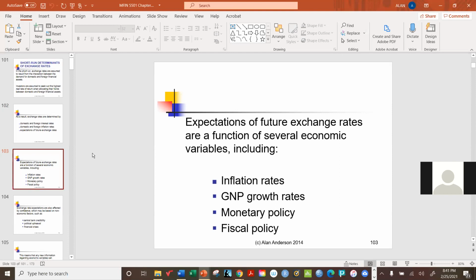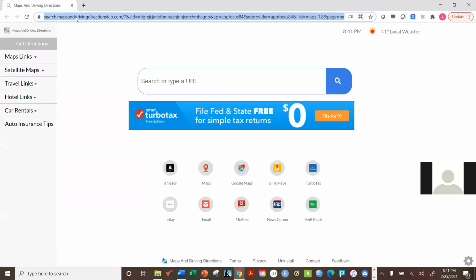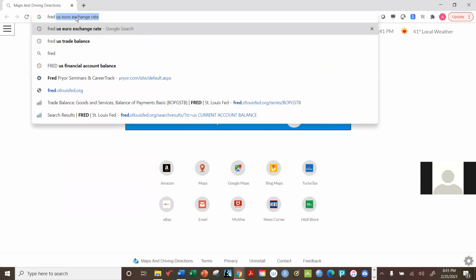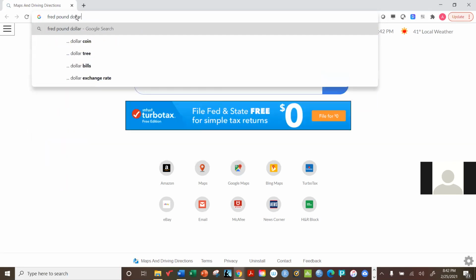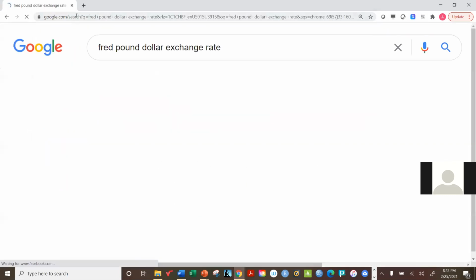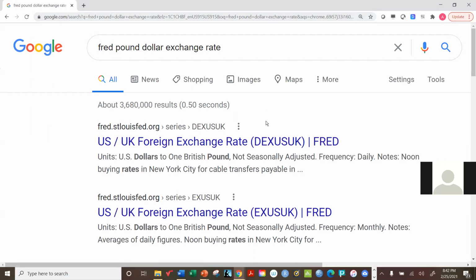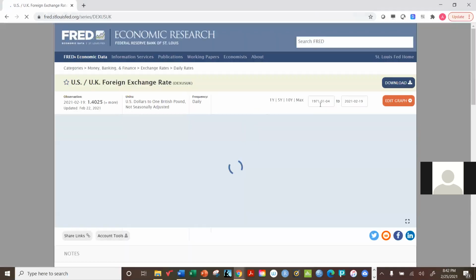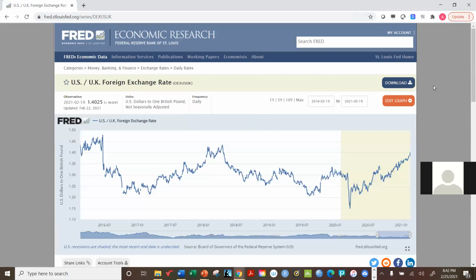In fact, if you want to see some examples of this, we could go to a website called FRED, which is the Federal Reserve Economic Database, and it is implemented by the St. Louis Fed. And we can look at, for example, the pound dollar exchange rate just to see how much exchange rates bounce around over a fairly long period of time. So look at this one. You can see there's a lot of up and down movements, and this is only going back to 2016.